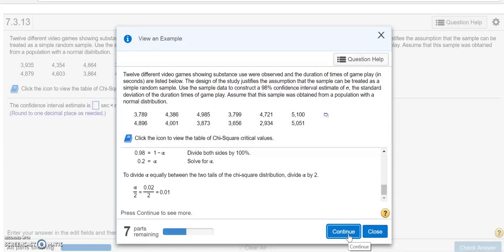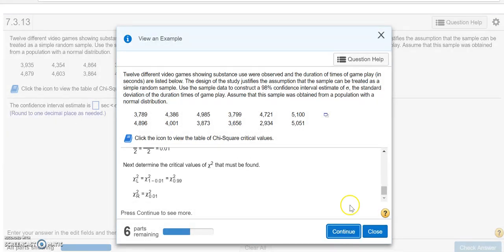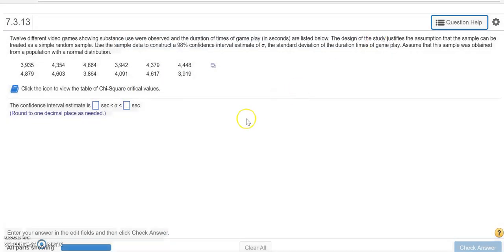So assuming you don't have any technology at all, because every class is different. Some classes are required to do everything by hand. We're not doing it that way. So while these directions are good, they are longer than what you need to do for this class. So to use Statcrunch for this problem where we're trying to find a 98% confidence interval for the estimate of the population standard deviation, we're going to do this.